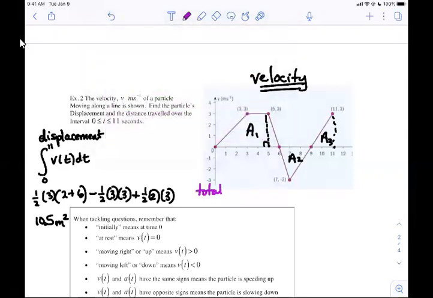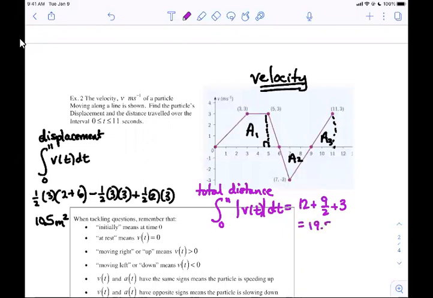Now, to get the total distance, it is the integral from 0 to 11 of the absolute value of v of t dt. And all that's going to do is change that to a plus sign. Okay, it's just going to flip that part up. So I had 12 plus 9/2 plus 3, and I got 19.5 meters. Not meters squared, sorry, just meters. I don't know why I put a square there, because the integral of velocity is position, so it's not meters squared.